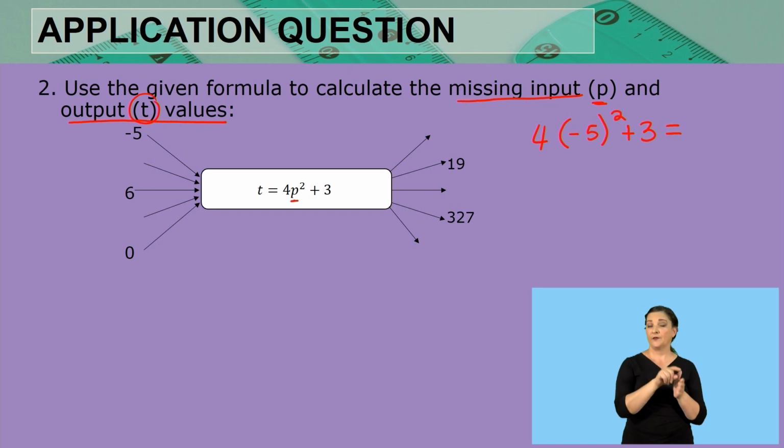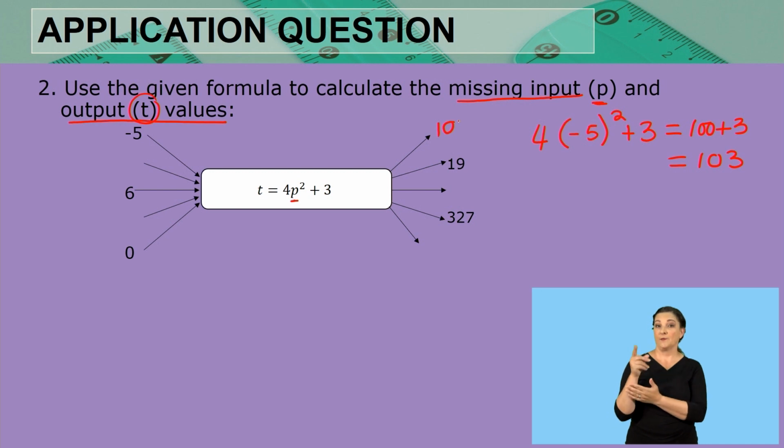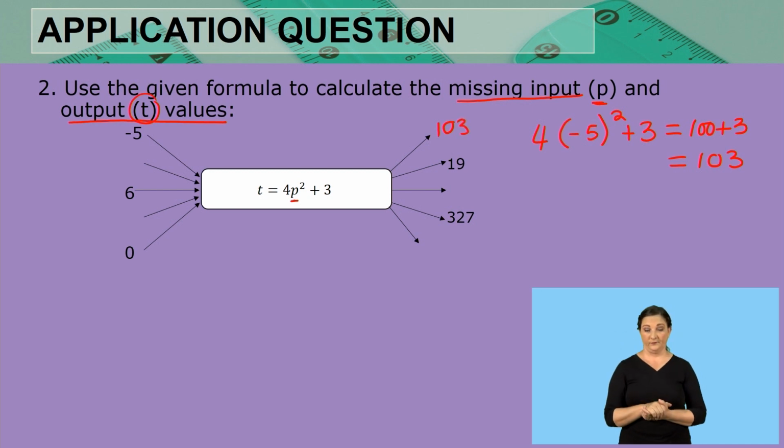So what is negative 5 squared? That is 25. And when we multiply our 25 by 4, that gives us 100. And when we add that 3, that gives us a final answer of 103. So our missing output value there is 103. Then next we have a missing input value, right? So the first output value that was missing was that 103.